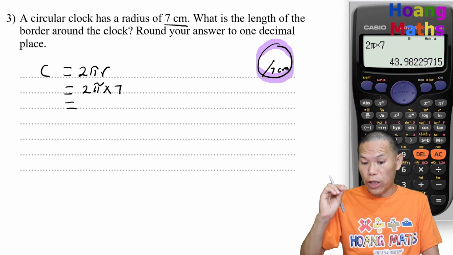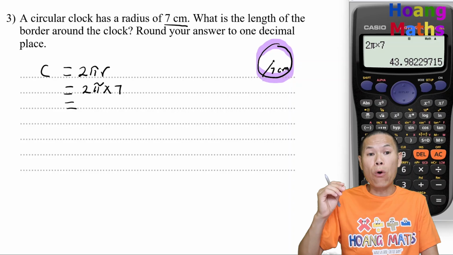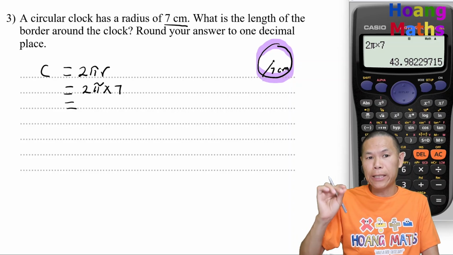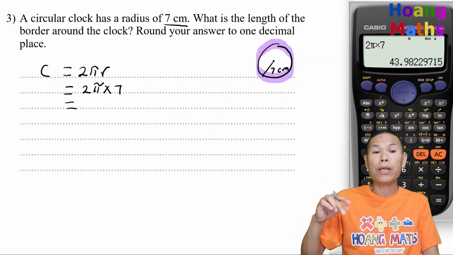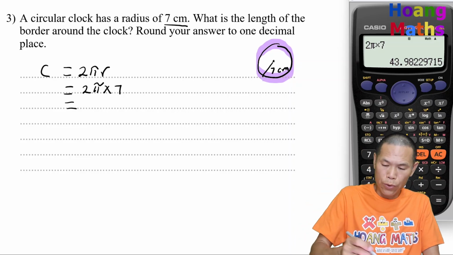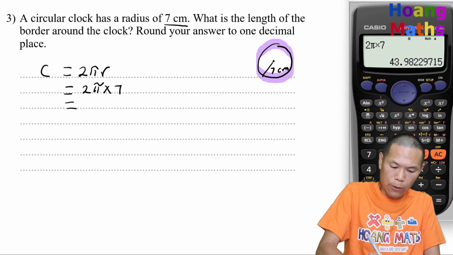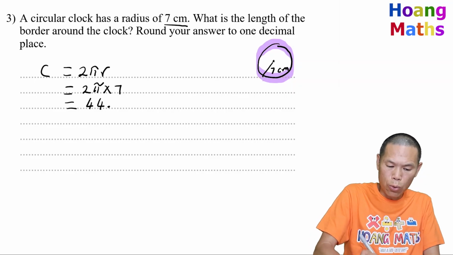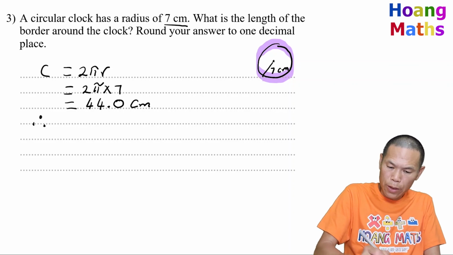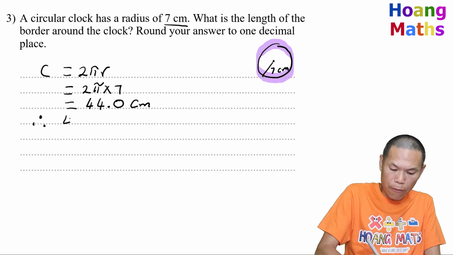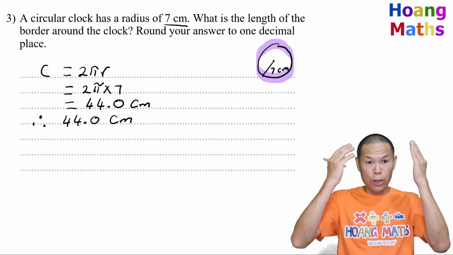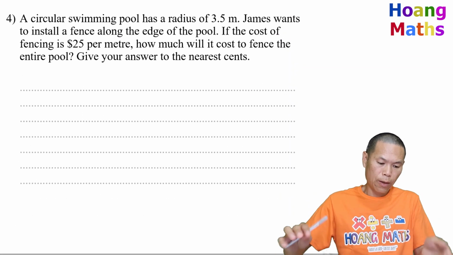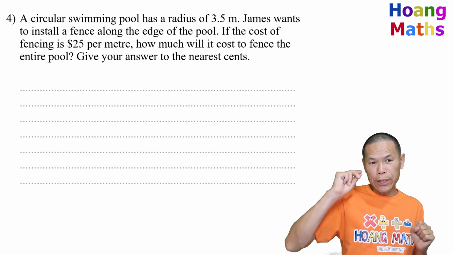So 43.98. So 9 plus 1, because 8 is greater than 5. So 9 plus 1 is 10. So instead of 43.9, it's 44.0, because 9 plus 1 is 10. So 44.0 centimeters. Therefore, the length of the border is 44.0 centimeters. So there you go. Please stop the video and try this one yourself.